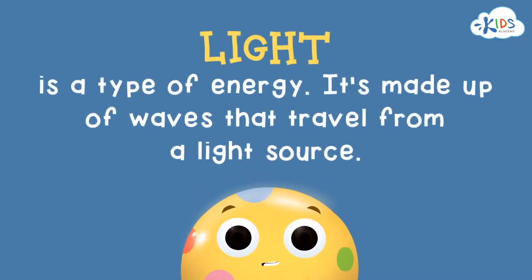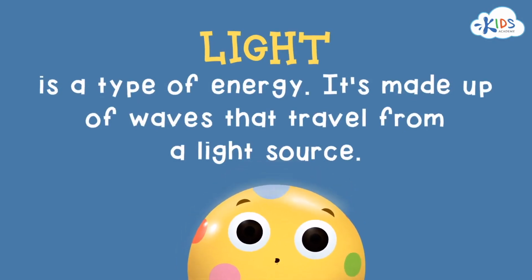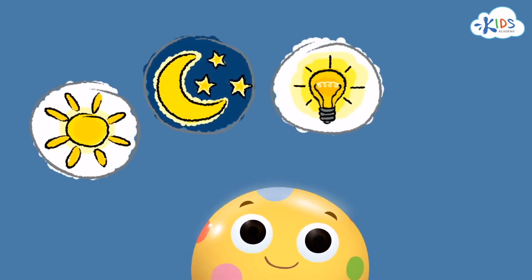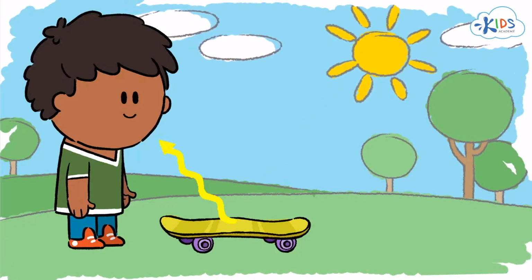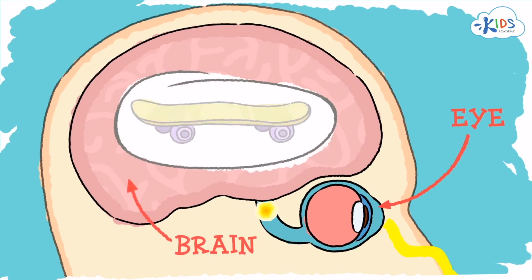Communicating by light across a distance. Light is a type of energy. It's made up of waves that travel from a light source like the sun, the stars, a lamp, or a fire. Those waves bounce off objects and enter our eyes. This makes us see things.